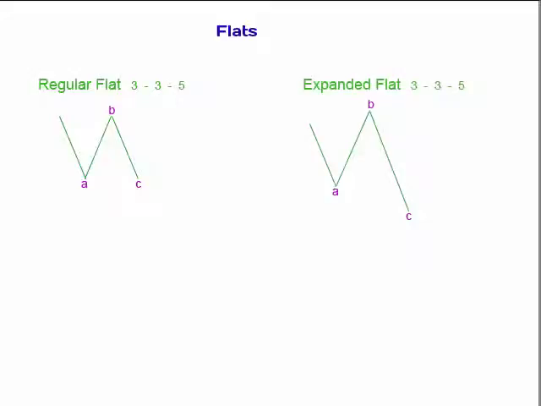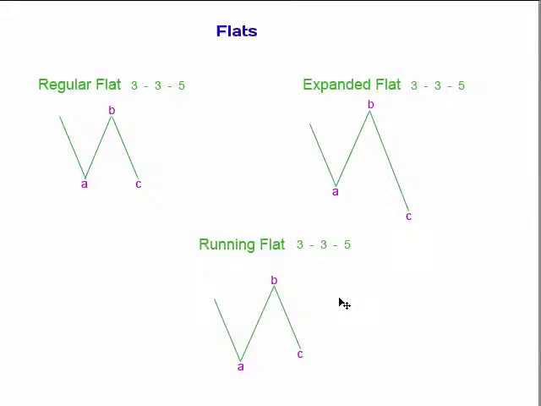The most common type of flat, though, is an expanded flat. An expanded flat also subdivides 3, 3, 5, but the B wave within an expanded flat moves price to 105% the length of the A wave, making a new price extreme beyond the start of the A wave. And the C wave moves price substantially beyond the end of the A wave. The overall look of an expanded flat is of sideways movement in an ever-increasing range.